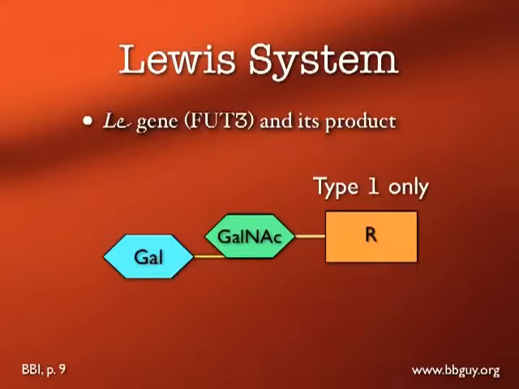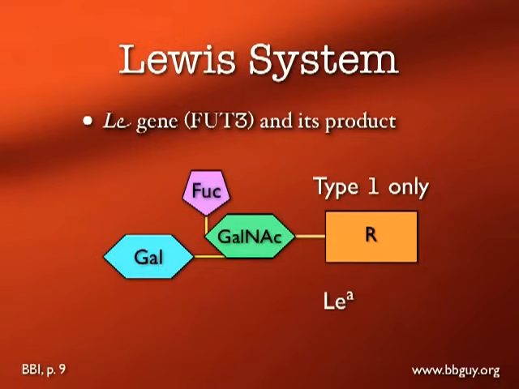Okay, so let's move on to the Lewis system. And remember, Lewis is part of the ABO family. It's related to ABO. The Lewis gene, or the LE gene, is also known as FUT3, and as a result of that, you should know kind of what it does. It's a fucosyl transferase. The distinction is the Lewis gene product only acts on type 1 chains, and it adds the fucose not to that terminal galactose, but to the subterminal N-acetylgalactosamine.